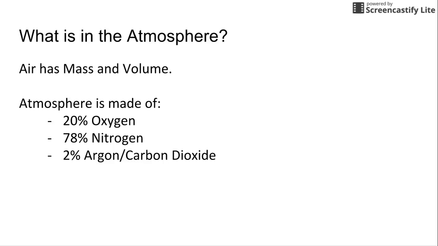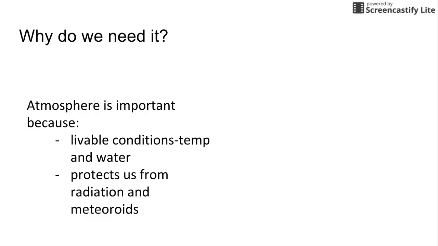Air has both mass and volume. And when we think about what the atmosphere is actually comprised of, it's 20% oxygen, 78% nitrogen, and 2% argon and carbon dioxide. It's really important because it creates livable conditions, like in terms of temperature and water content in the air on the Earth, and it protects us from radiation and meteoroids.